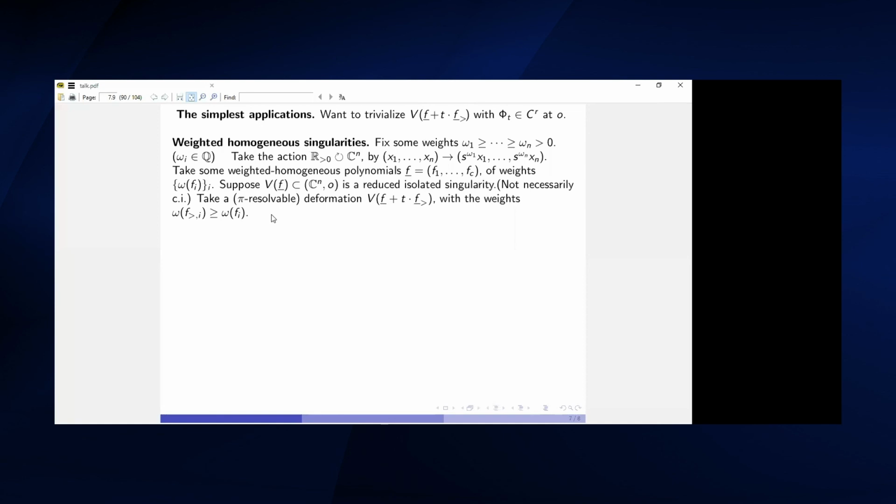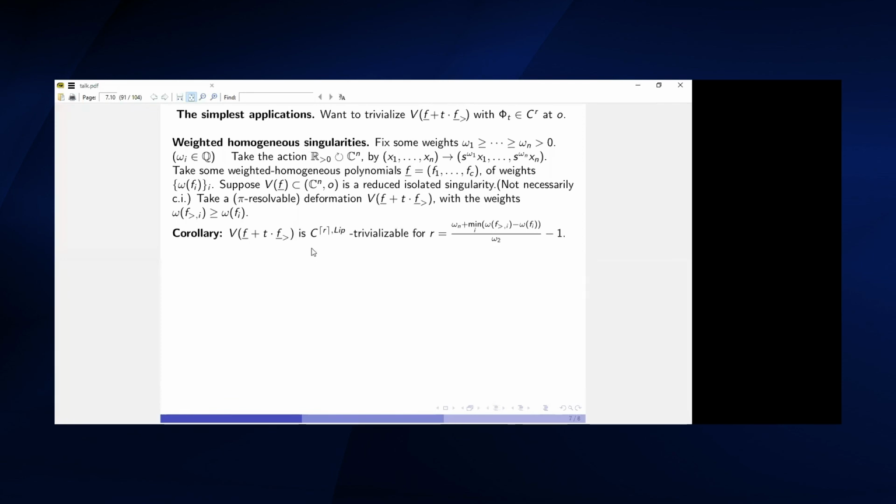Now take a pi-resolvable deformation of this isolated singularity. So again, first we take its resolution, call it pi, and then we take the pi-resolvable deformation. And here are the weights. Of course, we perturb; this perturbation has its coordinates, and we record the weights. Assume that the weights are at least the weights of the initial function. And then the corollary is that this family is C^R Lipschitz trivializable, where R is determined very explicitly by this formula via the weights.